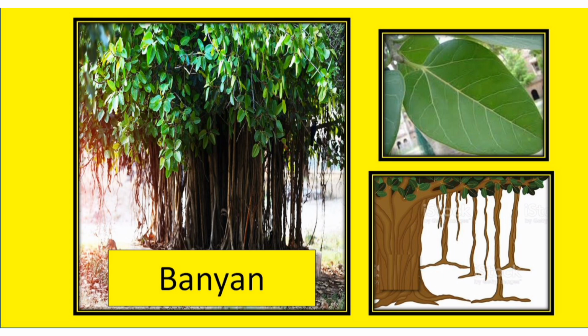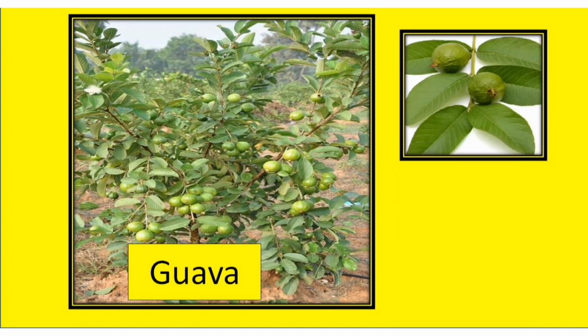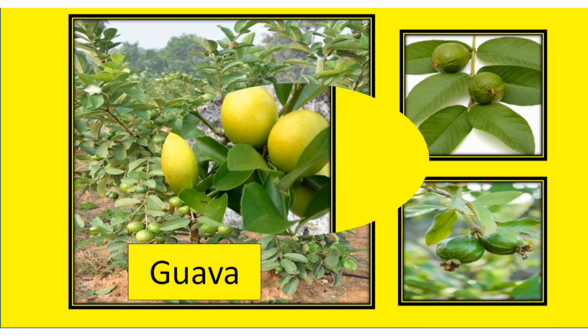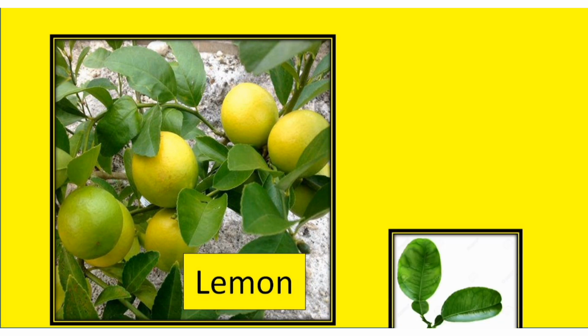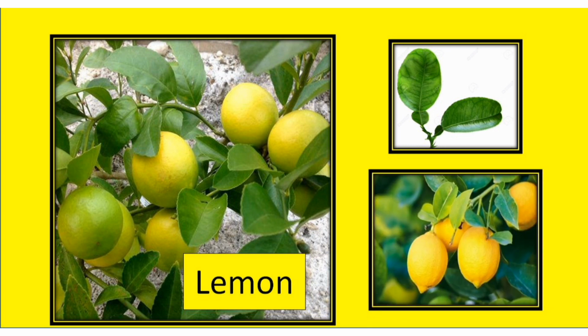Children, the next plant is guava, and it can be easily identified from its leaves and its fruits. Children, the next plant is lemon. Children, look at its leaf. Its leaf is different in shape, which helps us to recognize the plant. The fruits also help us to identify the plant.